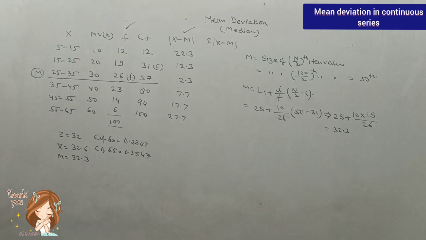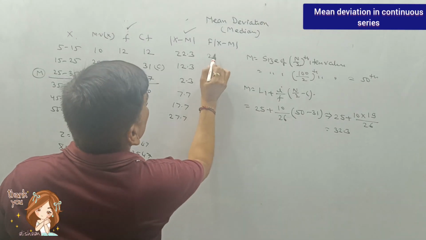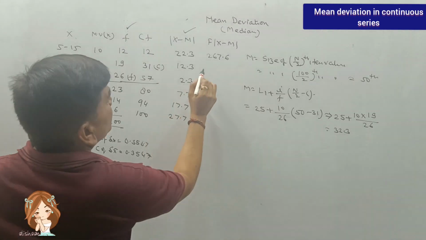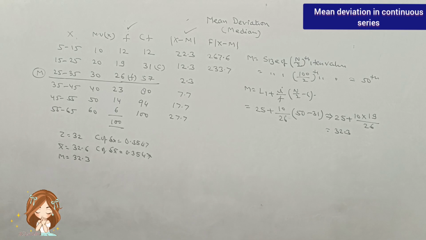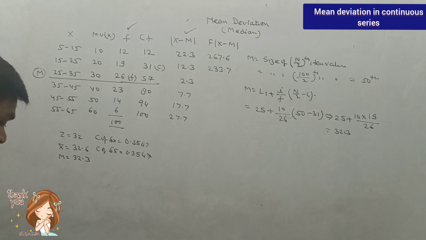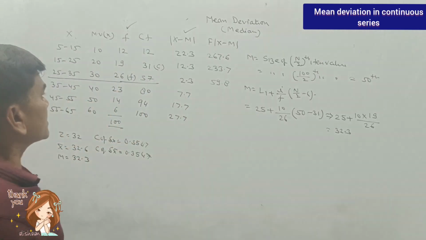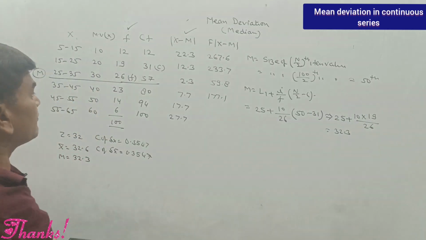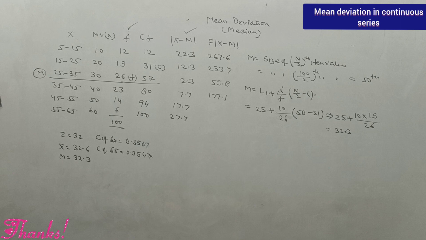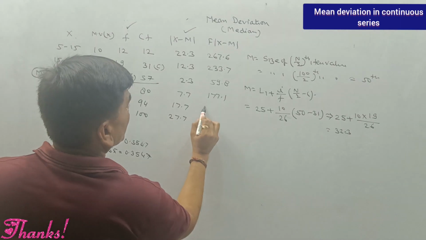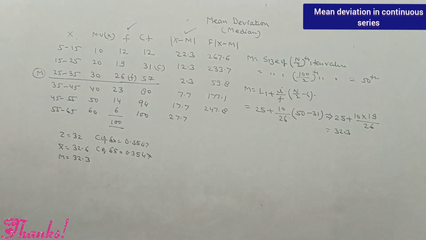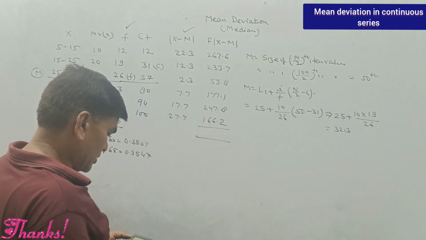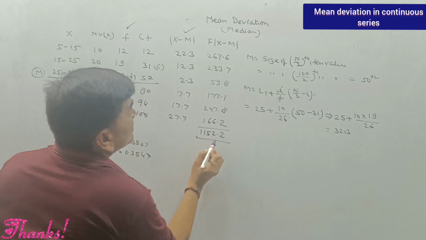So 22.3 multiplied by 12, that is 267.6. 12.3 multiplied by 19, that is 233.7. 2.3 multiply 26, that may be 59.8. 7.7 multiply 23, that is 177.1. 17.7 multiply by 14, that is 247.8. 27.7 multiply by 6, that is 166.2. So here 1152.2 is the addition of this.